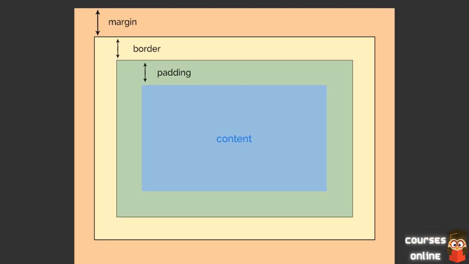As you can see, in the center, we've got the content of our HTML element. And outside that content, we have padding. And outside the padding, we have border. And outside the border, we have margin. Let's try an example to understand this box better.